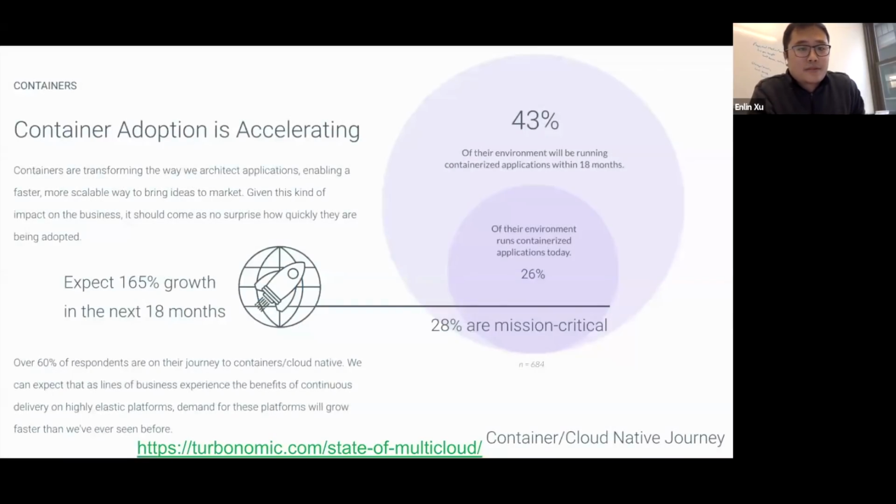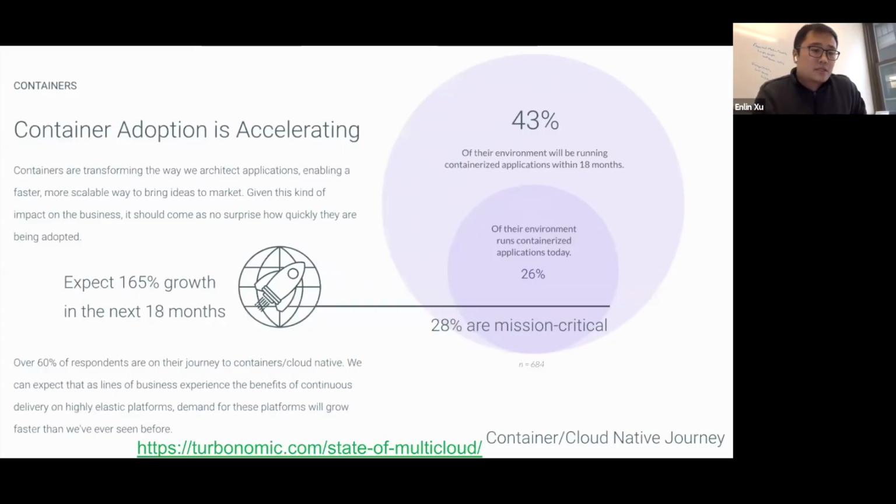Container adoption is accelerating. What a surprise. I'm pretty sure the reason you joined is because you're at a different maturity curve, a different stage of adopting containers. This is a survey our marketing team did among more than 2,000 of our customers, and the sample size of this survey is about 600 to 700. Based on the responses we got, we expect to see 165% growth in the next 18 months.